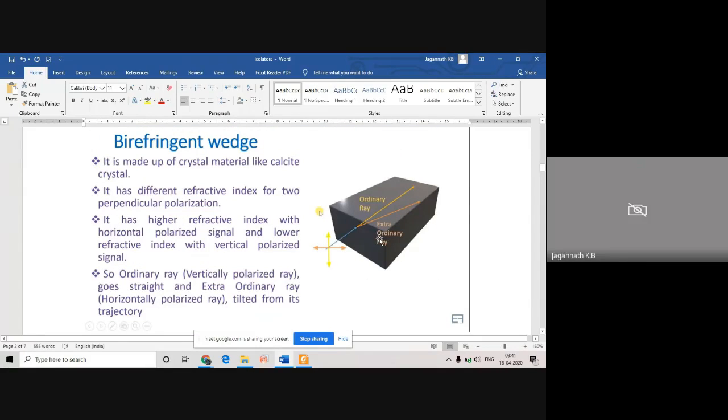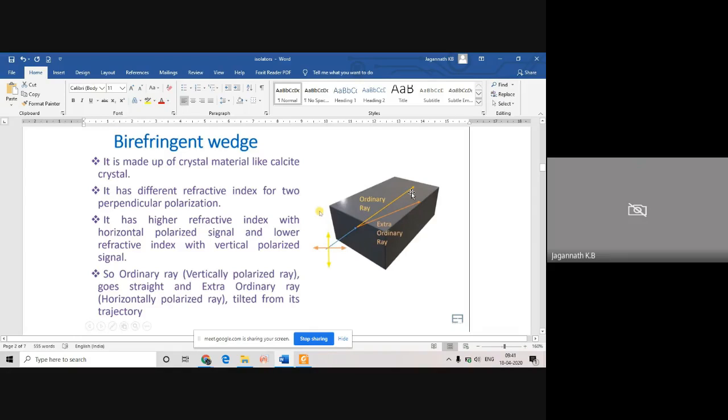It is made up of two different refractive index materials. It has a higher refractive index. When you send a horizontally polarized signal through the higher refractive index material, it tries to bend at around 45 degrees. Only the horizontal signal will try to bend. That is called the extraordinary ray. And the vertically polarized signal tries to move in the same direction. There won't be any bending.